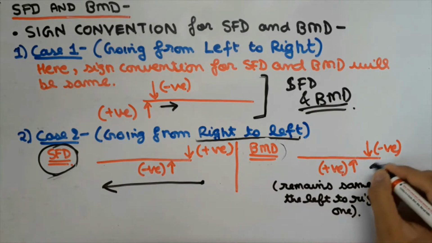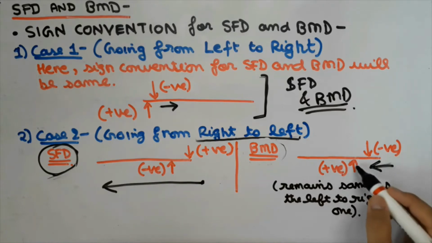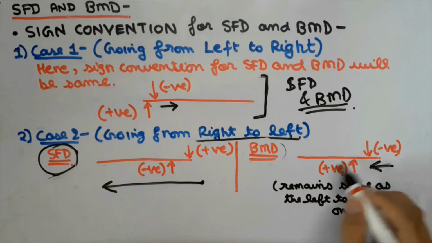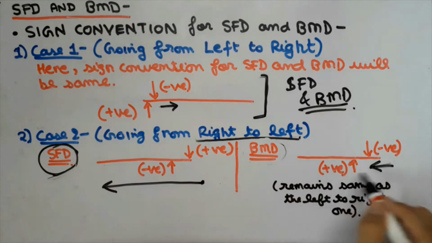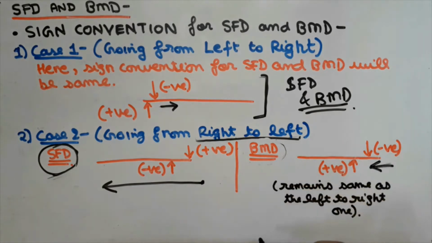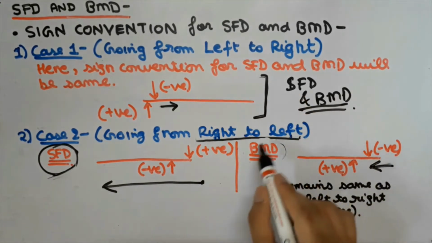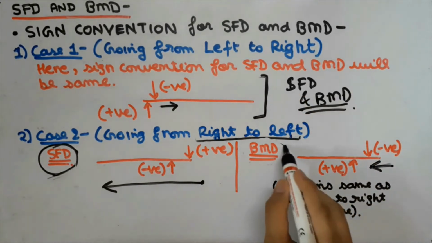Now suppose the forces that are acting downwards on the right hand side, that is the arrow is pointing downwards, they are to be taken negative. And the forces that are acting upwards, that is the arrow is pointing upwards, they are taken to be positive. Now this sign convention is only to be applied when you are solving for BMD and moreover you are going from right to left. Now guys, you will notice that when you are going from left to right and right to left, the sign convention for BMD remains the same.